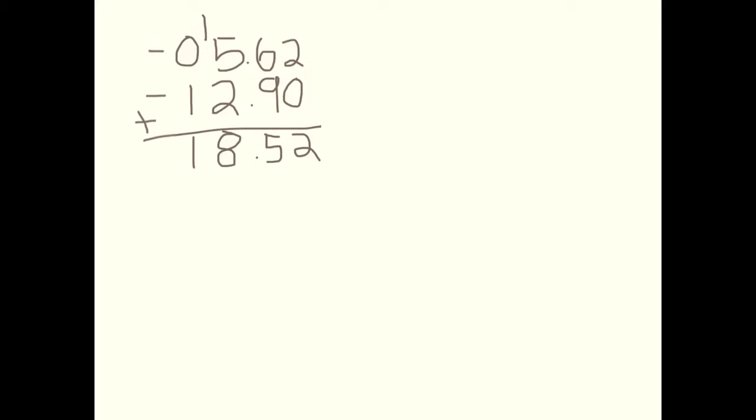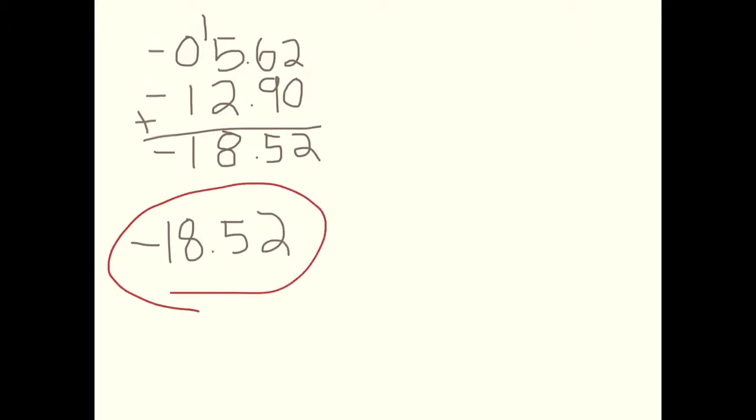So, negative. And your answer is negative 18.52. But wait, adding, you have to check. Subtracting, you don't. So, we would do closest rounding. So we would round both of these numbers.